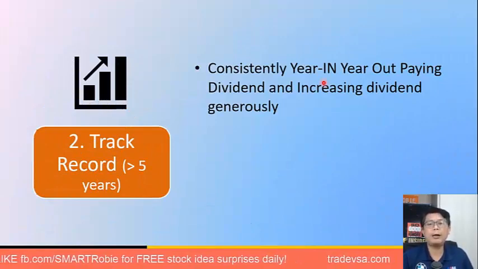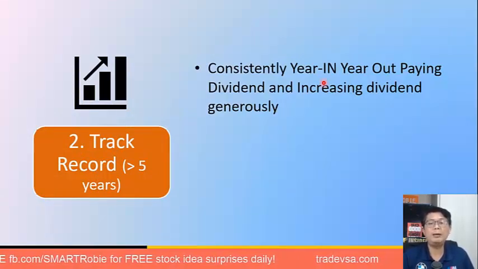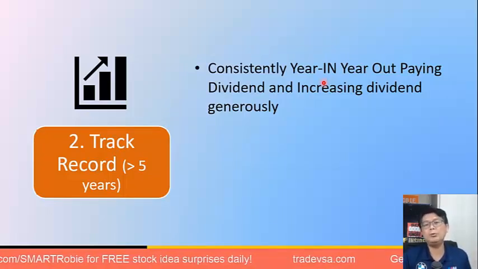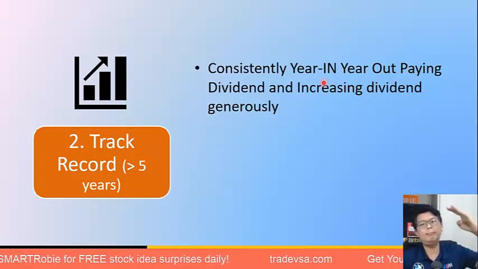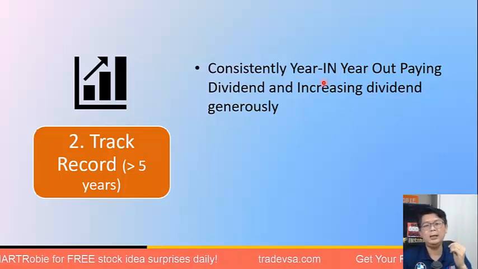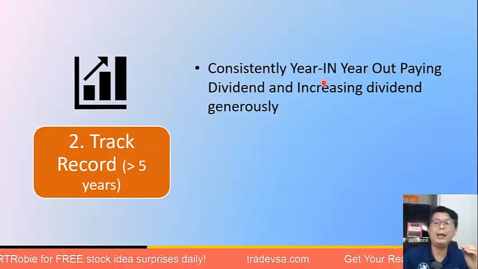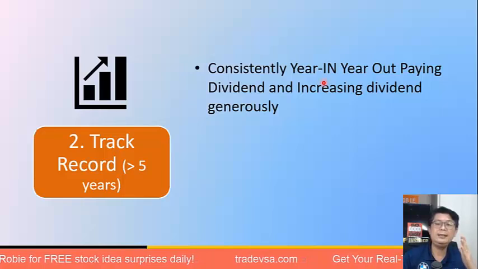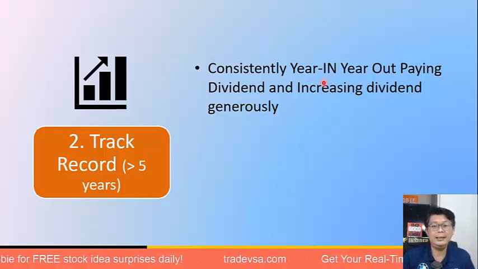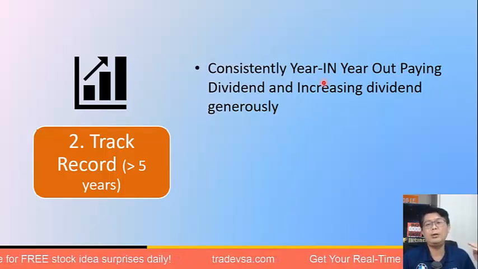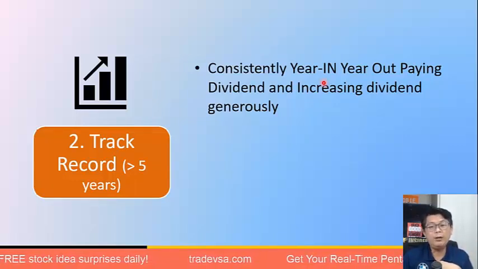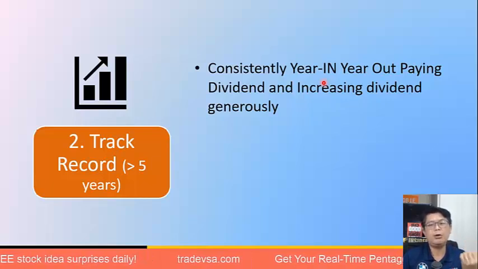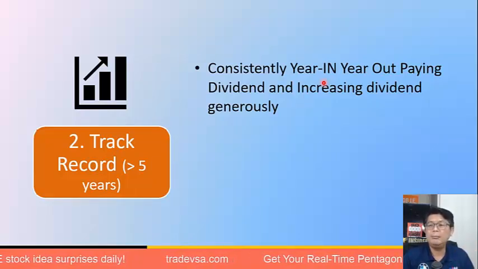Also, number 2 is the track record. We need at least more than 5 years of track record, consistently paying dividend year in, year out, and also increasing dividend. Which means the dividend continues to go up, not one year pay, one year don't pay. It must be every year. Inflation is there every year, right? So we want to make sure it's consistently paying. So the company must have confidence and very strong management to be able to pay this out.